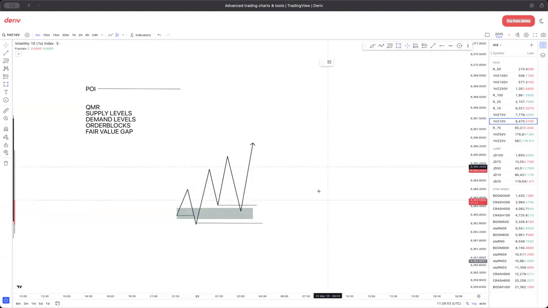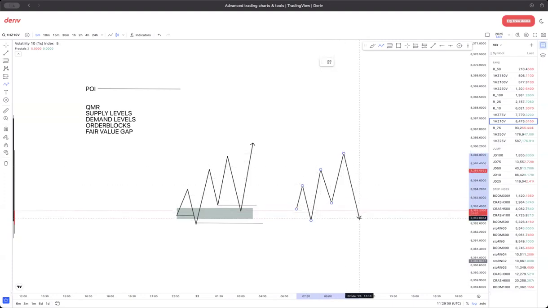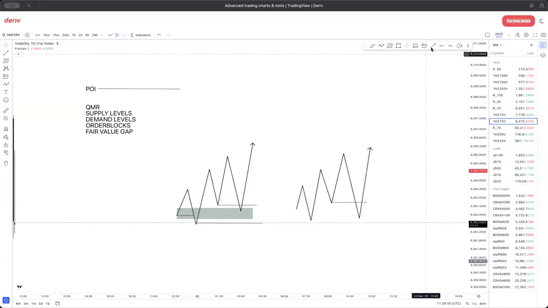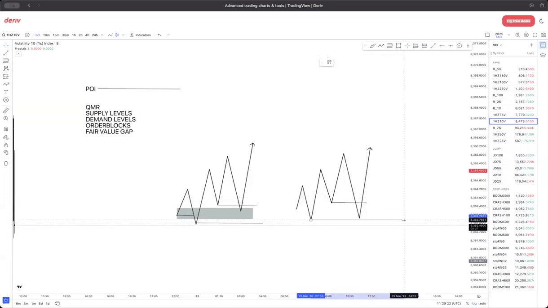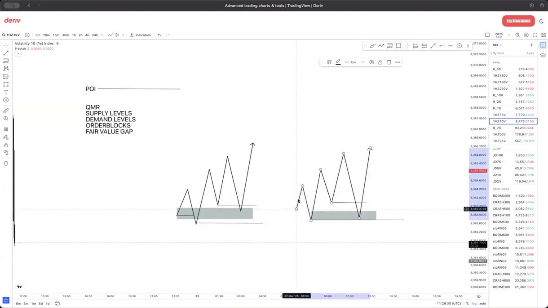Then someone can decide to draw his or her own from here. So we have here inducement again. Then we have here the protected low. Now someone can decide to draw his POI from this order block or demand level, let's say from the sweep of liquidity.